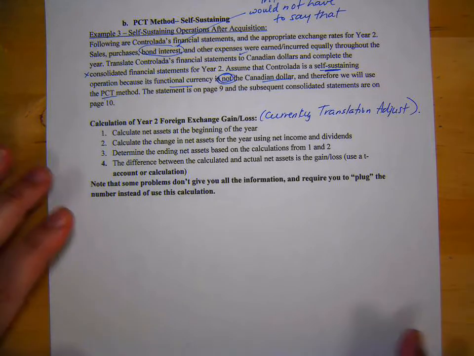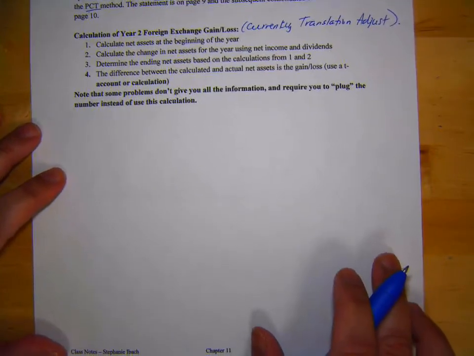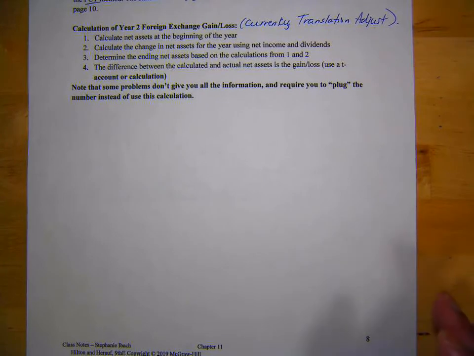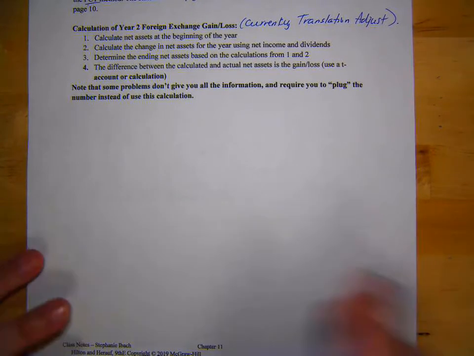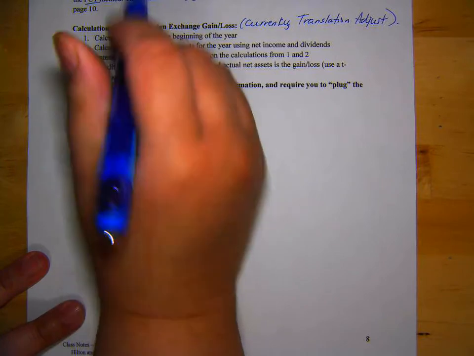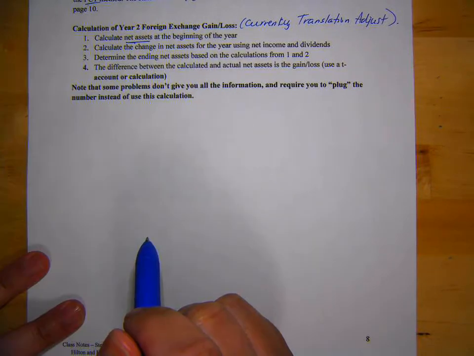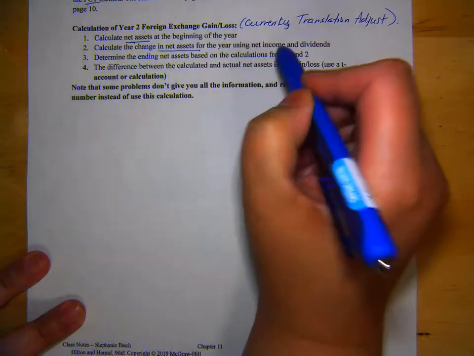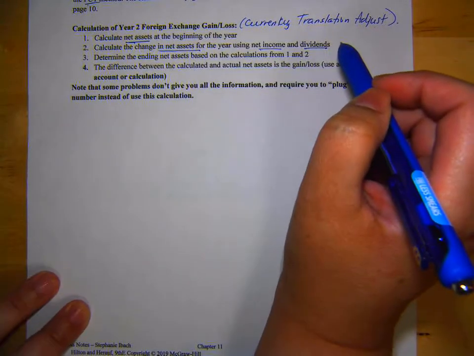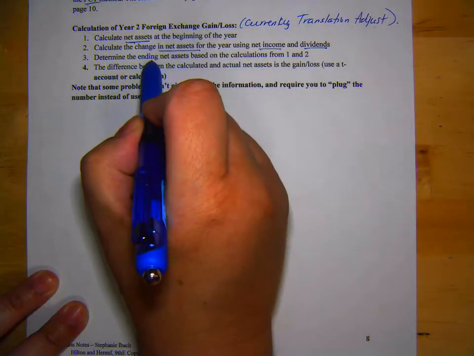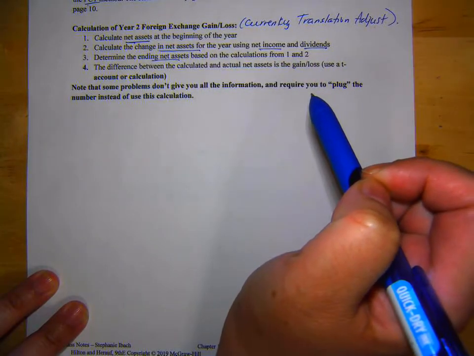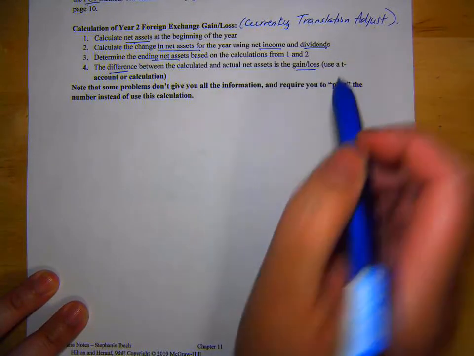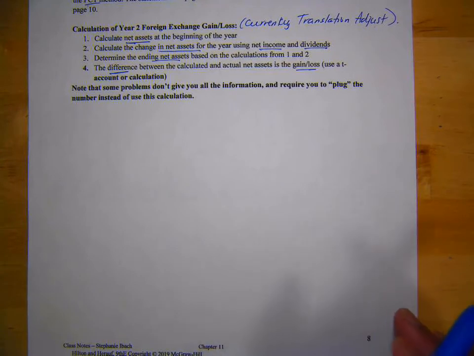So, a similar kind of process to what we did for FCT, except we're not focused on monetary and non-monetary, just net assets. So not net monetary assets, just net assets. So calculate net assets at the beginning of the year, calculate the change in net assets for the year using net income and dividends, and determine the ending net assets based on the calculations for 1 or 2. The difference is the gain or loss. And you can use a T account or a calculation or think it out, whatever you want.